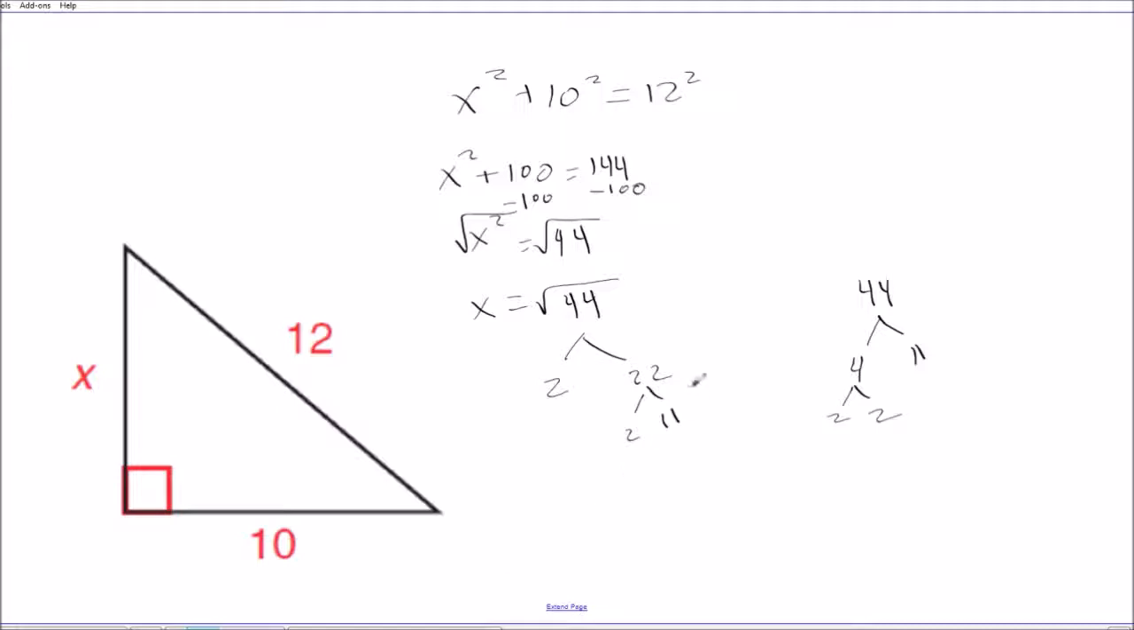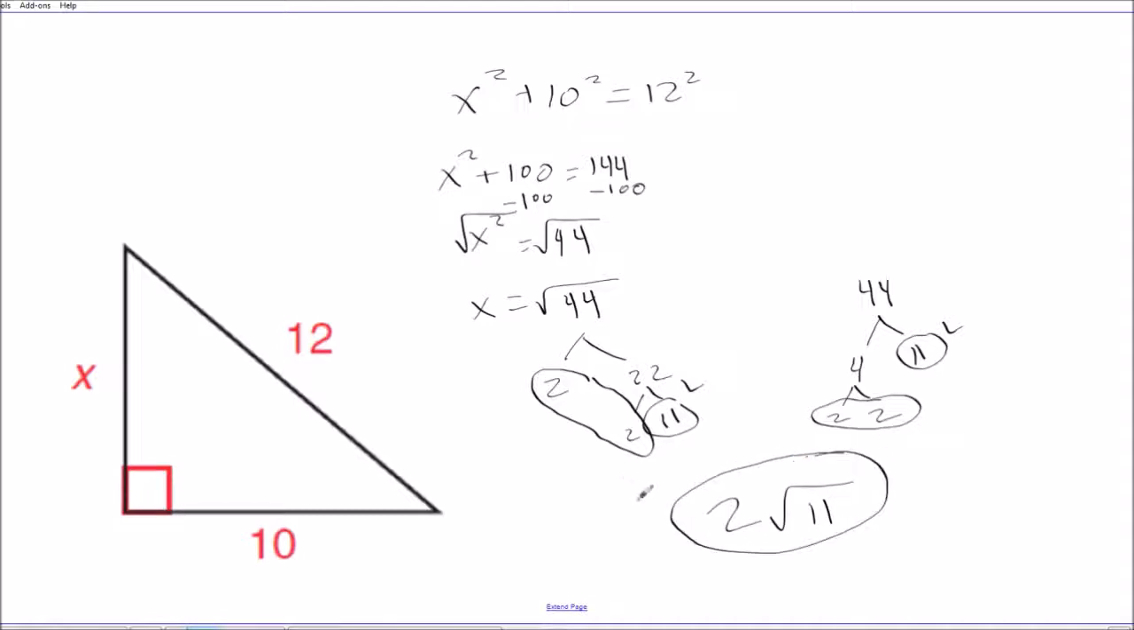Here's what I want you to notice. 2, 2, 11, 2, 2, 11. You end up with the same factor tree in the end, even though in the middle it's different. So they're both obviously fine. Okay, so pair of 2's, so we write a 2. We have an 11 as a loner, and so I get a root 11 right there, and so that's what x is in simplest radical form.